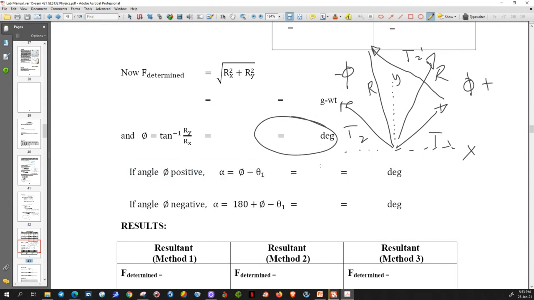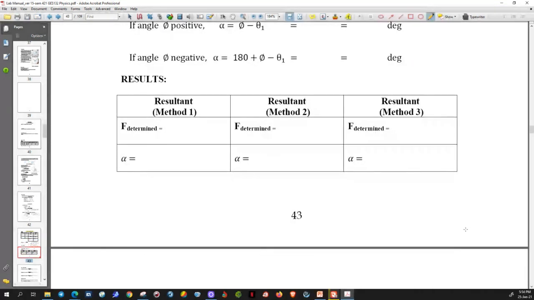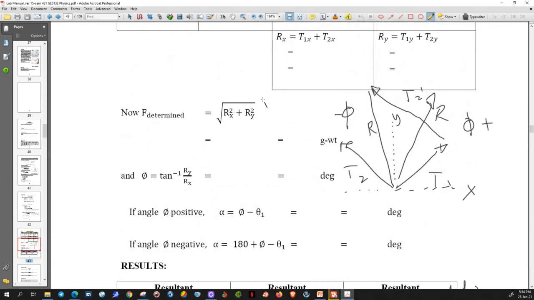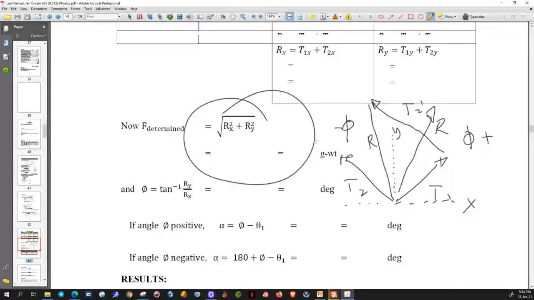Once you do all the calculations, I want you to go down to the result. This is a summary of the result for the experiment. Number 1, according to the graph, our F determined is 10.3. That means 103 grams. According to the mathematical equation, somebody calculated 104.10. According to the analytical equation, okay, what's the analytical equation? Here, F determined. What's the result? You have to write it here. Once that's finished, what's the alpha in the graph? 47 degrees. What's the alpha in method 2?